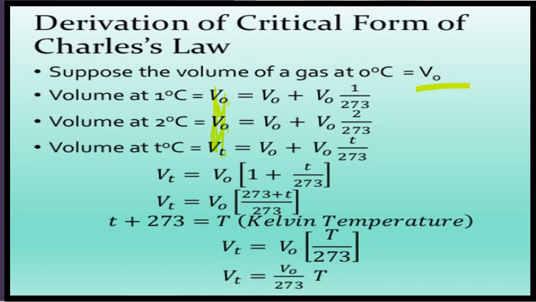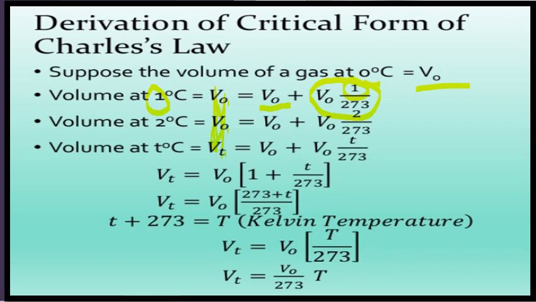Now here we have to write that at 1 degree centigrade the volume will be V naught plus an increase in the original volume by the factor of 1 upon 273. So the original volume at 0 degrees centigrade plus this factor, that is, an increase in its original volume by the factor of 1 upon 273, right? This 1 represents the 1 degree rise in temperature, right?